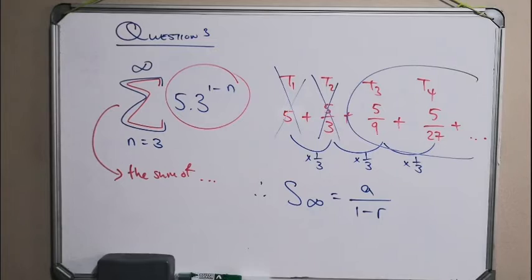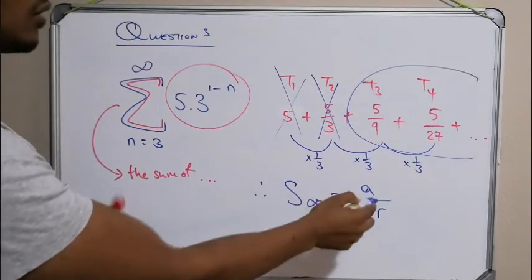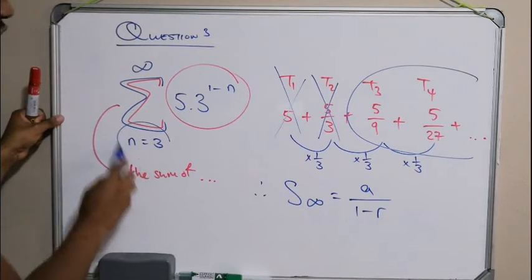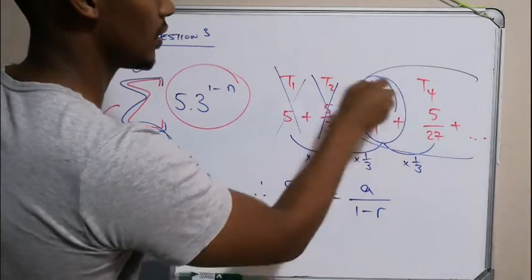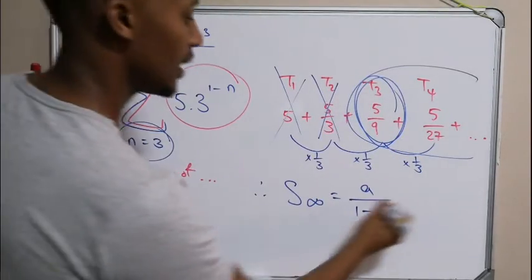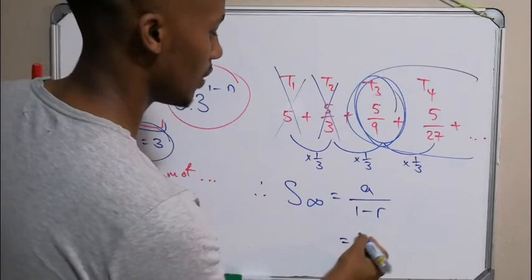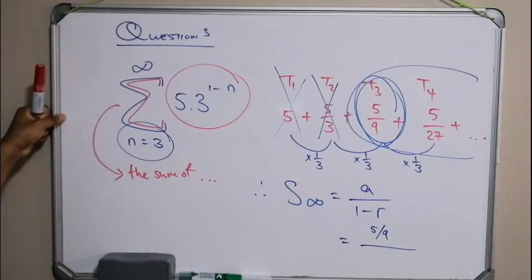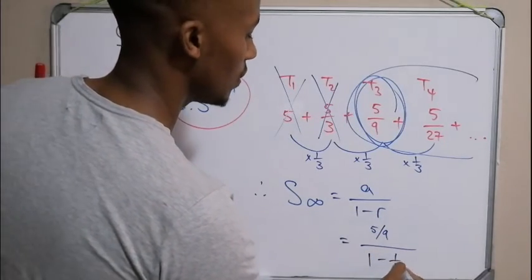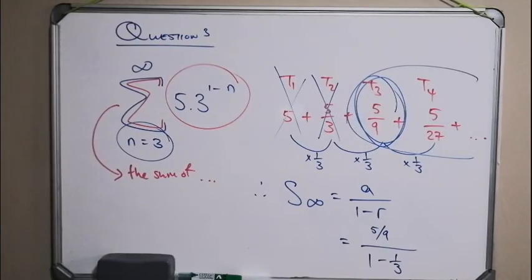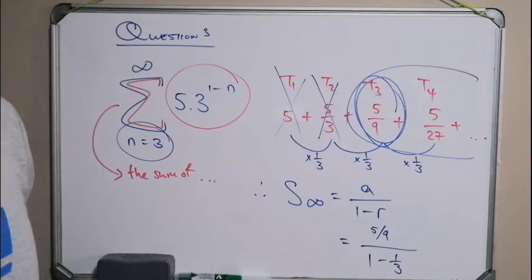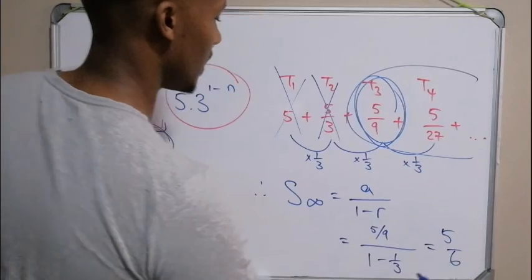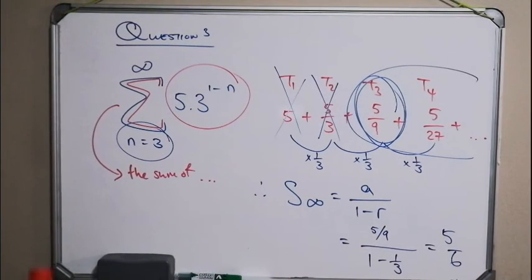Let's start with our substitution of a and r. So a is no longer going to be the first term. a will be the term that you start at, and we actually start with the third term. So a is going to be 5 over 9. In your calculator, it would be very helpful to say 5 over 9, divided by 1 minus our ratio, which is a third. So you have 5 over 9 divided by 1 minus a third, and that should give an answer of 5 over 6. And there you go. Easy peasy.